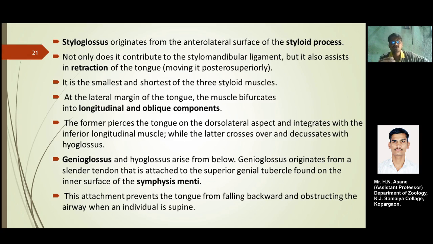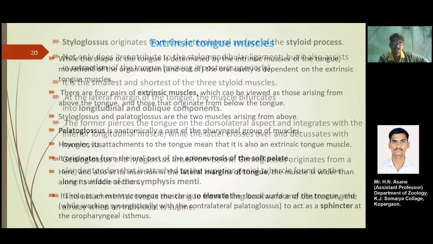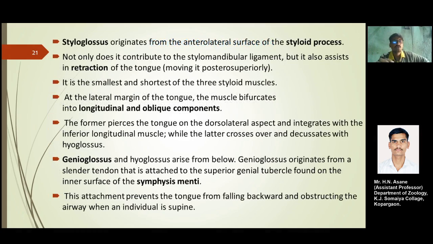That posterior superior movement of your tongue, and all types of movements, are handled by means of these extrinsic muscles. It is the smallest and the shortest of the three styloid muscles. At the longitudinal margins of the tongue, the muscle splits into the longitudinal and the oblique components that comprise your tongue movements.